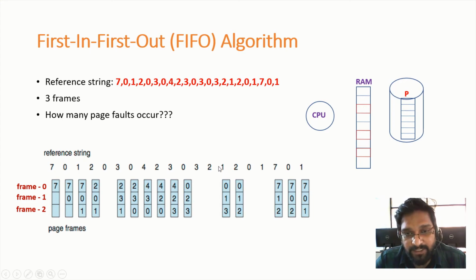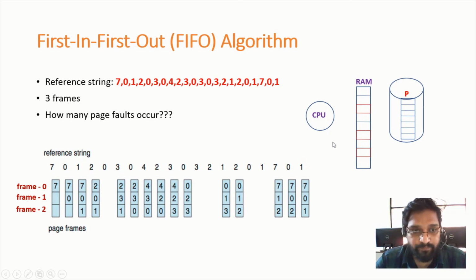In order to place page number 1 inside the RAM, we need to find which page needs to be replaced. The first in first out algorithm says that the page which entered the RAM first needs to be replaced. So among 0, 2, 3, page number 2 arrived first. Therefore page number 2 is replaced by page number 1. So like this it goes on until the last page number, that is 1, right?